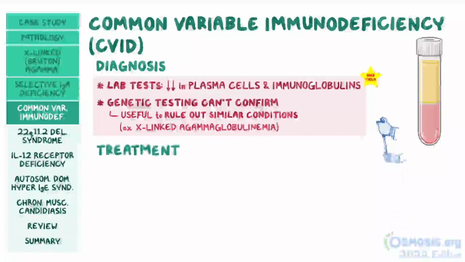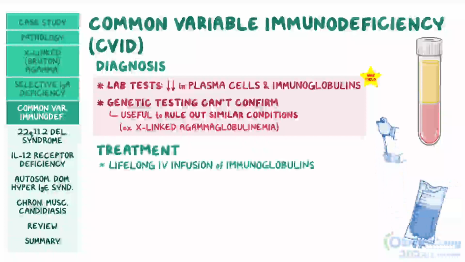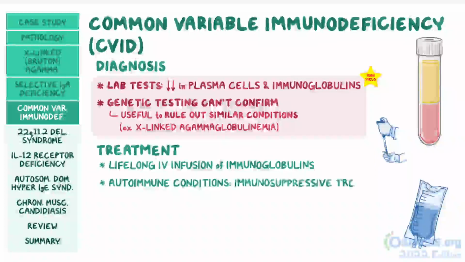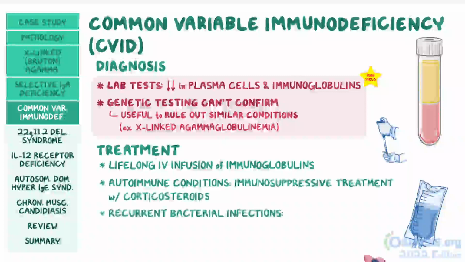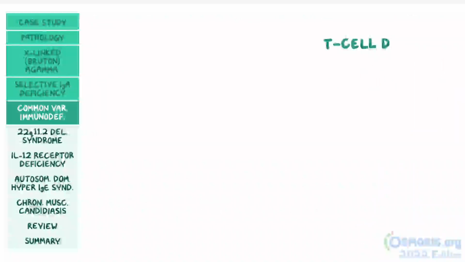Treatment for CVID includes lifelong intravenous infusion of immunoglobulins. In addition, individuals with autoimmune conditions may require immunosuppressive treatment with corticosteroids, while recurrent bacterial infections can be treated with antibiotics. Okay, next are T-cell disorders.